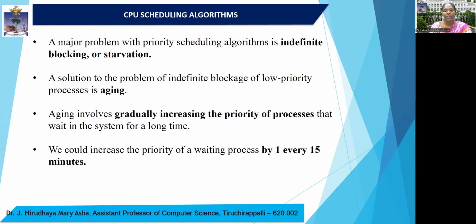If it waits for a long time, you can increase the priority every 1 to 15 minutes, so that like an age, the priority also increases every 15 minutes. So that the processes will go to the topmost position to get the attention of the CPU.